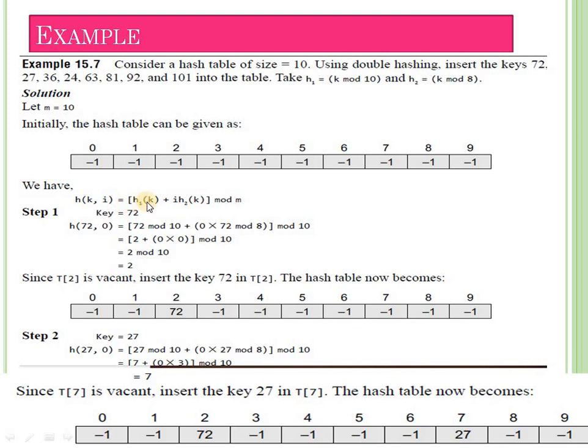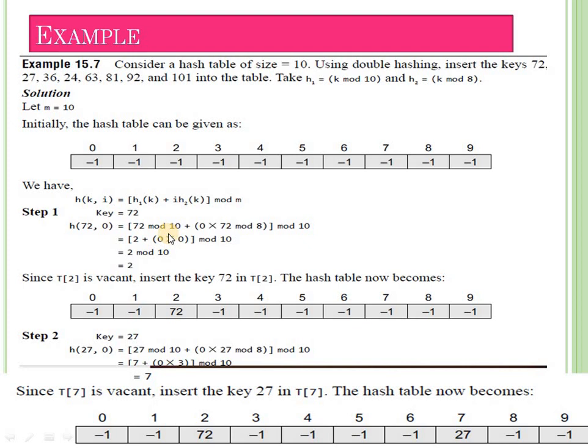h(k, i) = (h1(k) + i*h2(k)) mod m. Now step 1. Consider key 72, that is the first key. h(72, 0) = (72 mod 10 + 0 * (72 mod 8)) mod 10.